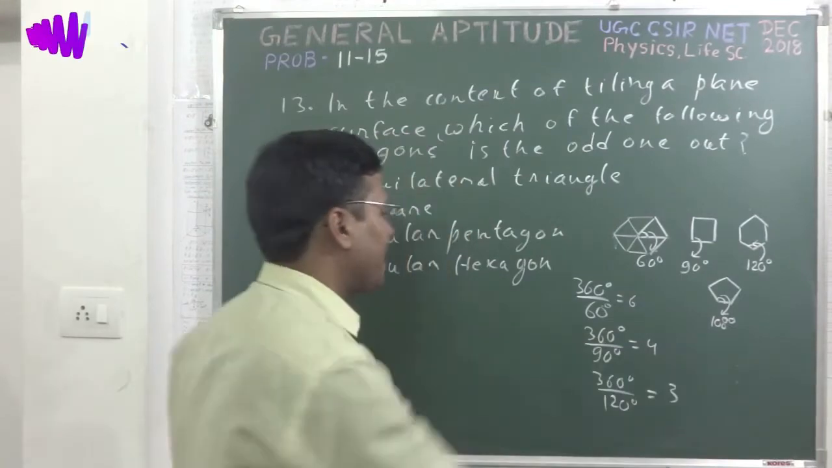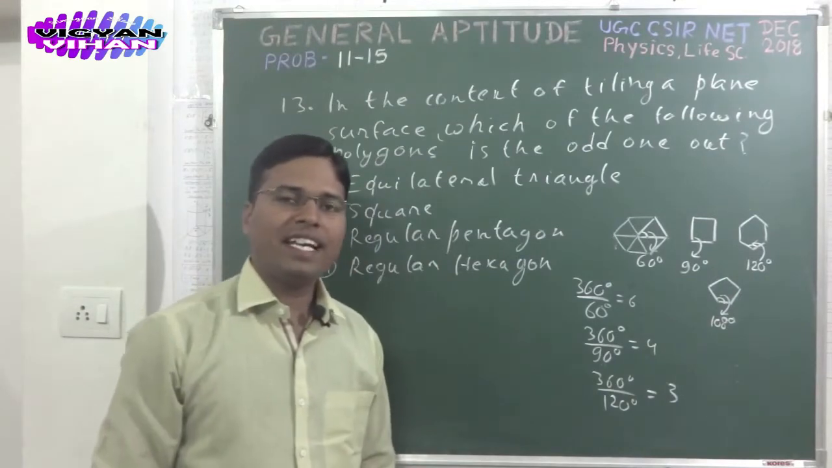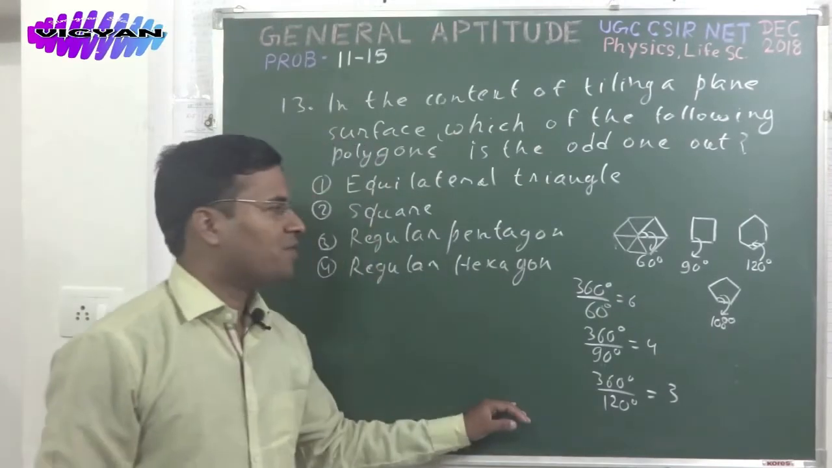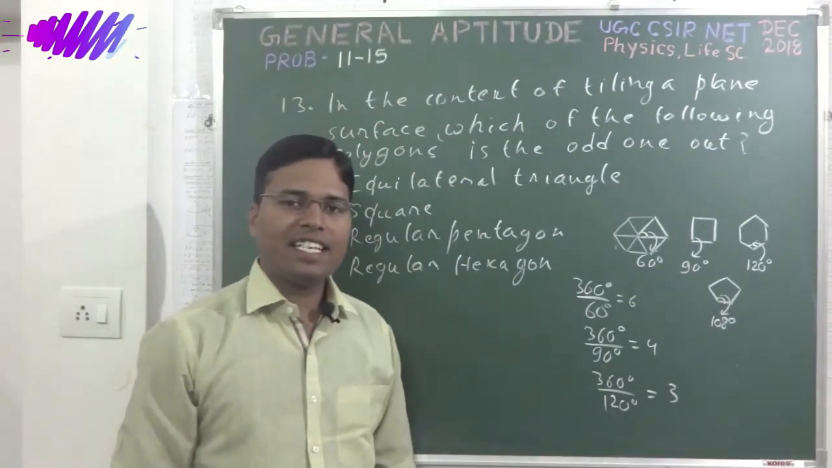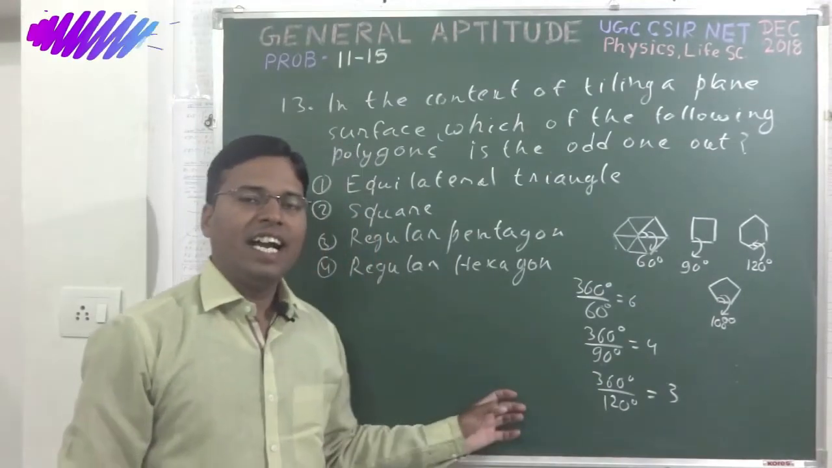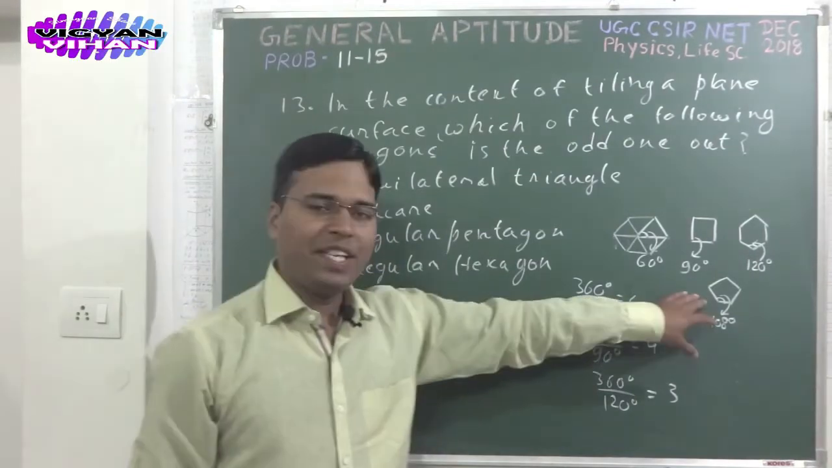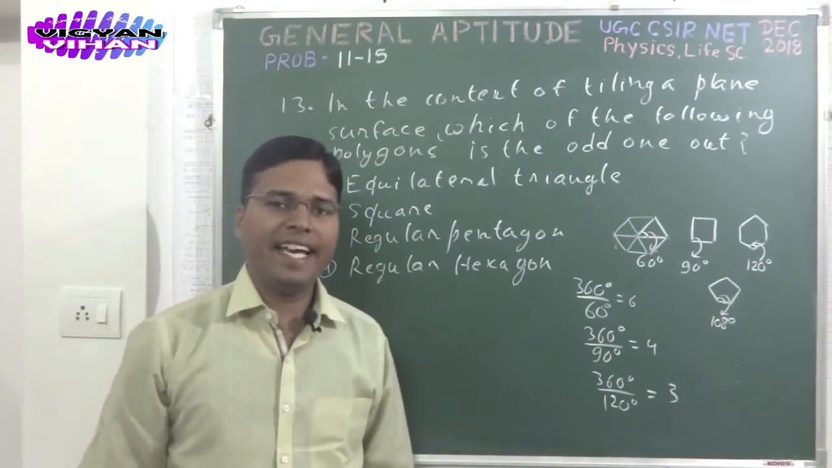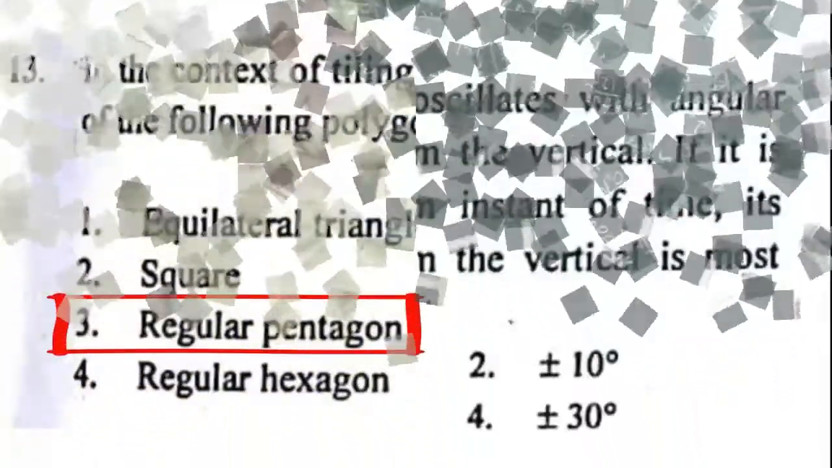But for a pentagon, the internal angle of 108 degrees is not a perfect divisor of 360 degrees. So, if we put regular pentagonal tiles together, there would be some space in between. You can try to draw such a plane floor using pentagonal tiles. So the correct answer of this problem is regular pentagon, that is option 3.